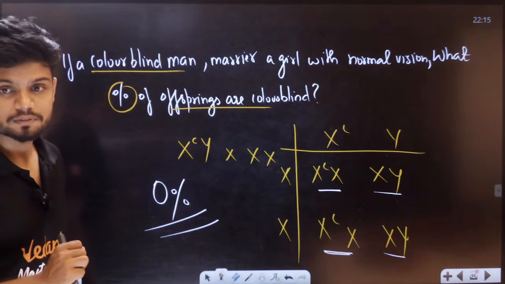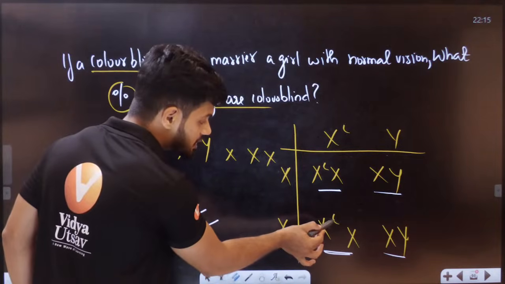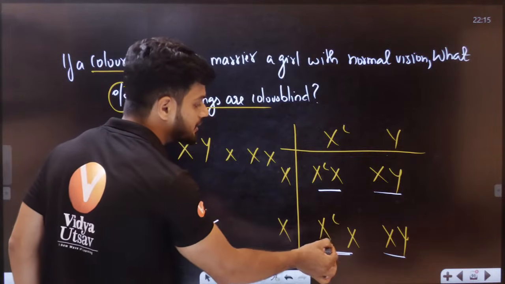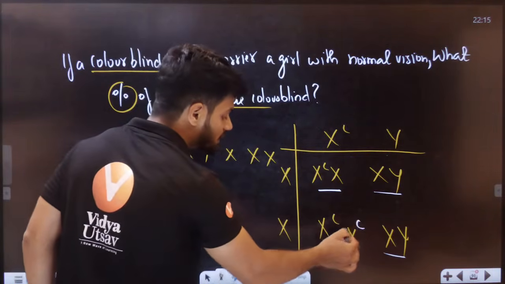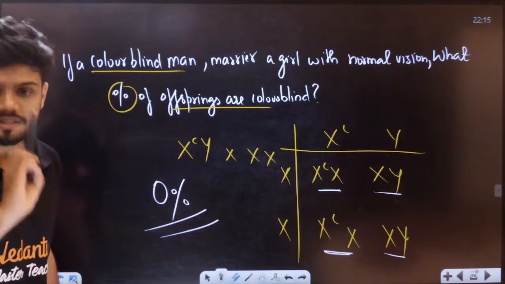Students, these two are carriers. Women can be carriers. When both are present, they'll become colorblind. But right now they're carriers. So the answer is 0% actually.